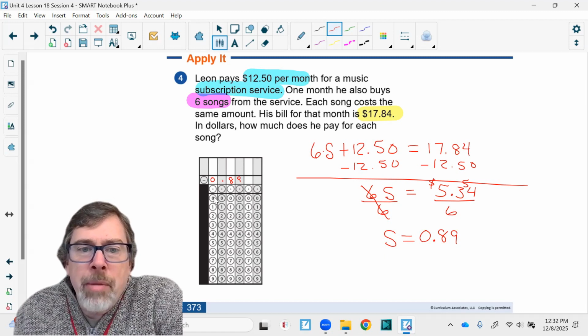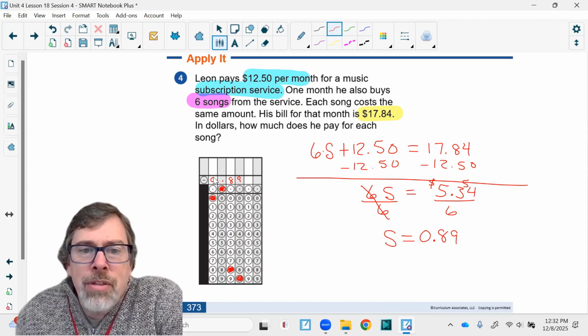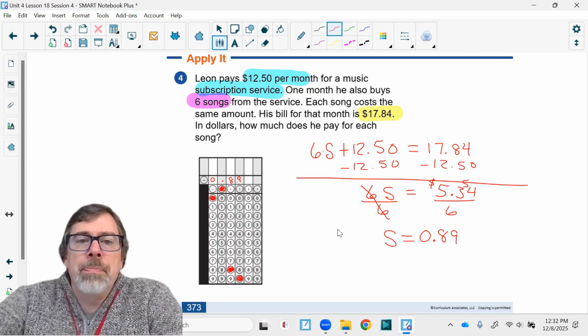And then I go down and I bubble the 0 for this column. I bubble the decimal for this column. I go down and bubble the 8 for this one. And I go all the way to the bottom and bubble 9 for that. So this is what my bubble sheet should look like in answering this problem.